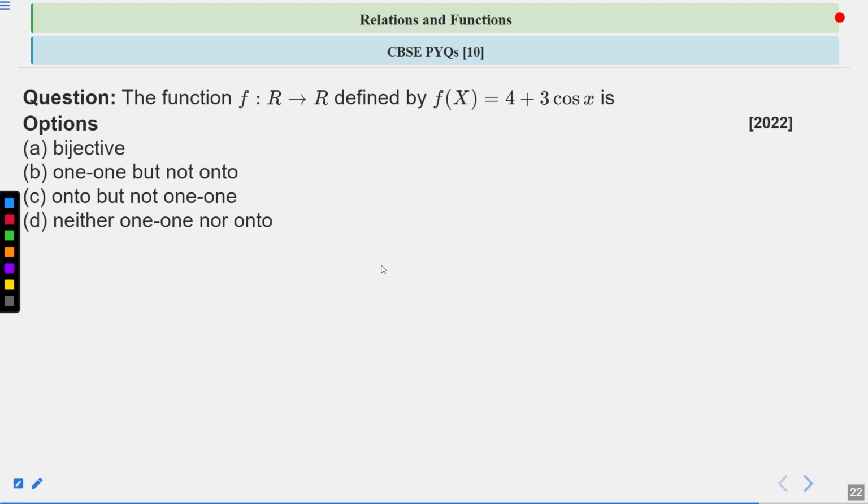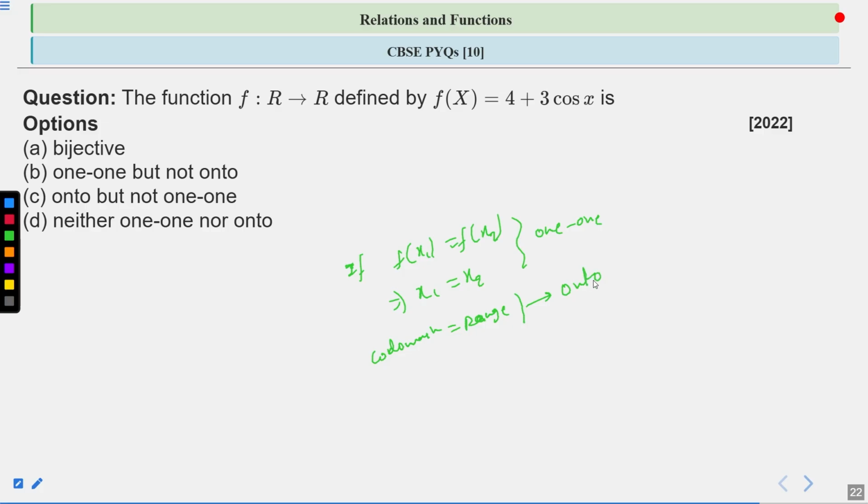What is the condition of one-one? For each x in the domain of the relation, there must be one and only one image in the range. Analytically, you can write that if f(x1) is equal to f(x2), then this implies x1 should be equal to x2 only, for one-one. And what is the condition of onto? Codomain should be equal to range for the function to be an onto function.